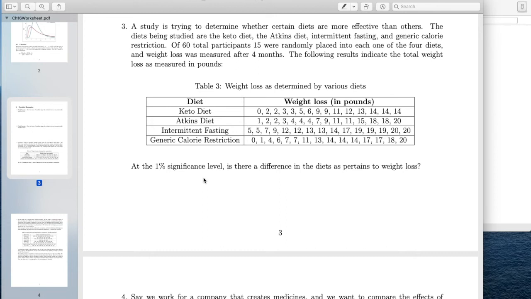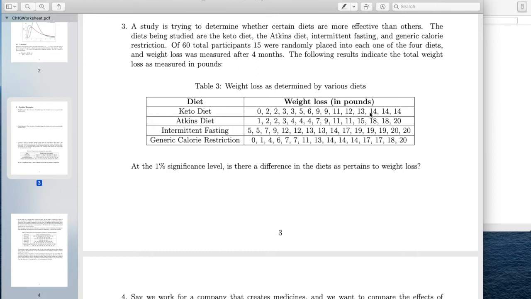So oftentimes an ANOVA is just a first step, right? You have to do this ANOVA testing to see is there any difference, and then later you can do follow-up studies to actually confirm which treatment is better, which diet is better, which medicine is better, whatever.